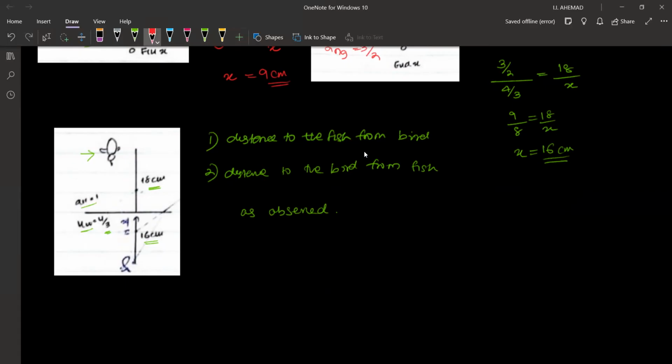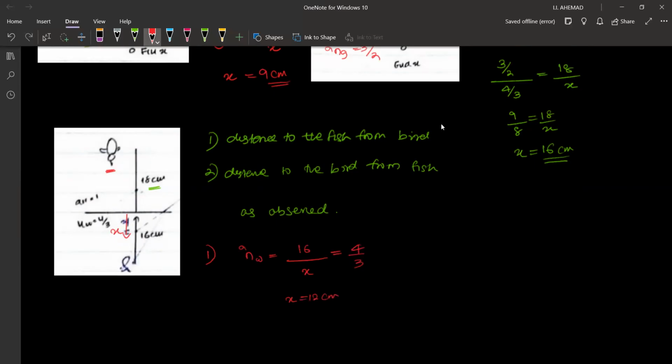So I'll do the first question. The first one, distance to the fish from the bird. First let's see at what depth the bird observes the fish. I'll consider it as X. The bird is watching from air, so we write n of water with respect to air, which is equal to real over apparent. Real is 16, apparent is X, and that is equal to 4 by 3. By calculating, we have X equal to 12 centimeter.